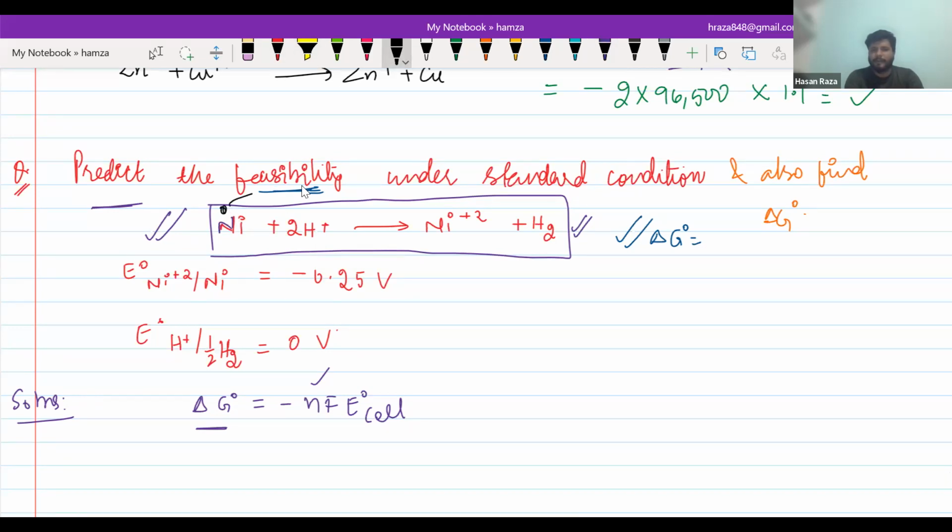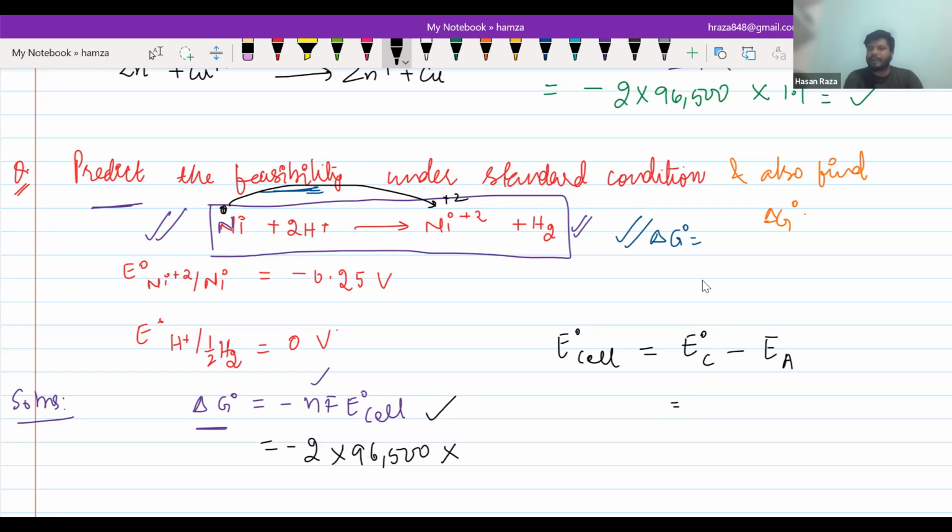Just check for it, and 0 to it is going into plus 2. That means it just loses 2 electrons, so the number of electrons will be 2. F is already given, that is 96,500 coulomb. Now you need to calculate E naught cell. E naught cell has a formula: E naught cathode minus E naught anode. Yes, and you know that at cathode there will be reduction, and at anode there will be oxidation.